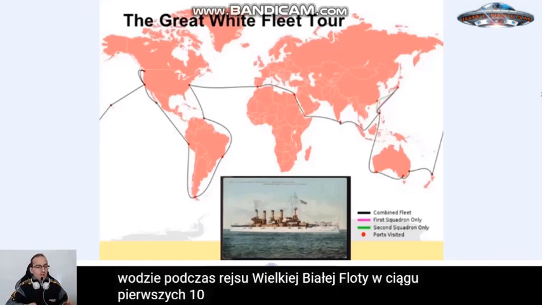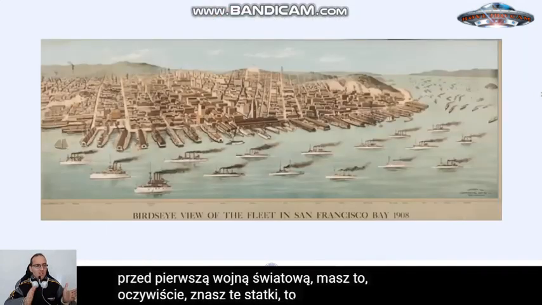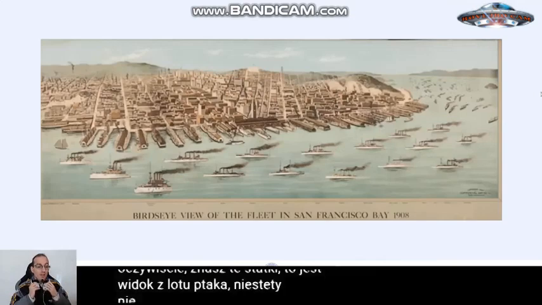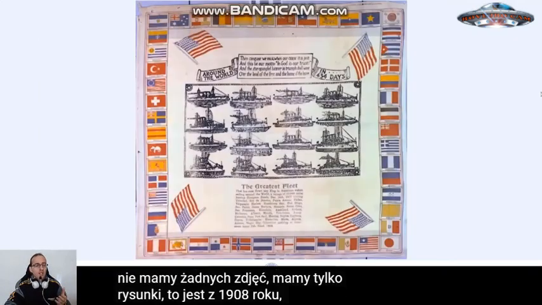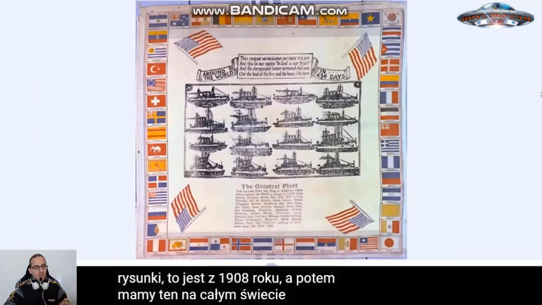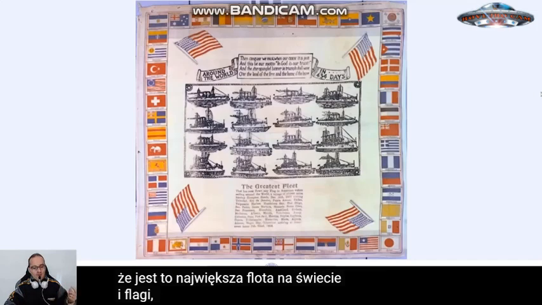In the first 10 years of the 20th century, before the First World War, we had these ships. This is a bird's eye view. Unfortunately, we don't have any photos. We just have drawings. This is in 1908, and then we have this one around the world. It says the greatest fleet around the world, and the flags. And they go around the world.